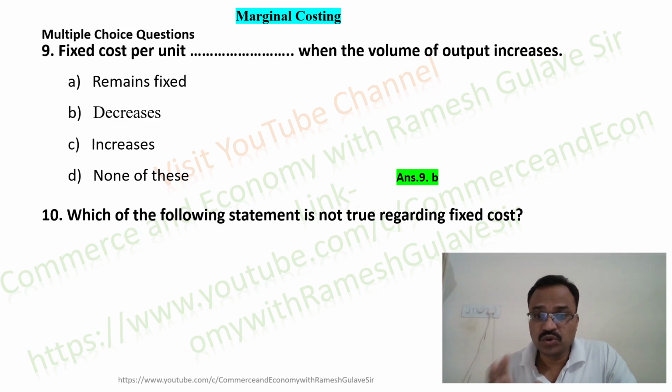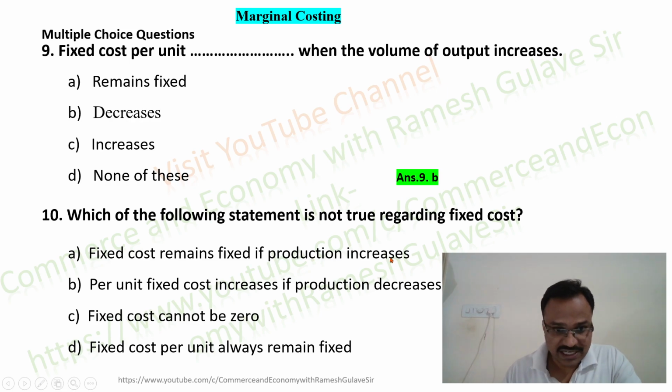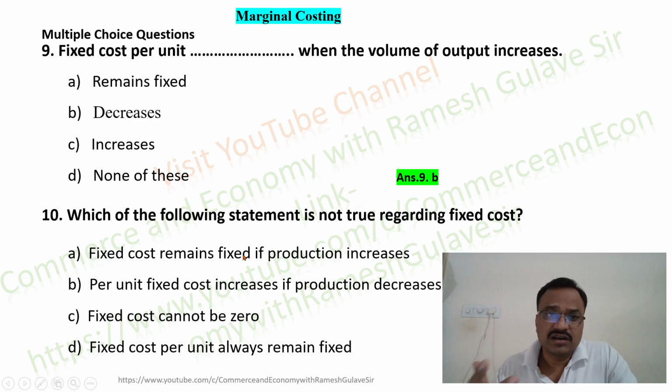Now let us move on to the next question, and the next question asks us which of the following statements is not true regarding fixed cost. So the sentence says which of the following statements is not true. Now let us see what the options are. First option says fixed cost remains fixed if production increases. Yes friends, this statement is true, that fixed cost remains fixed. We have discussed that fixed cost remains fixed irrespective of volume of production.